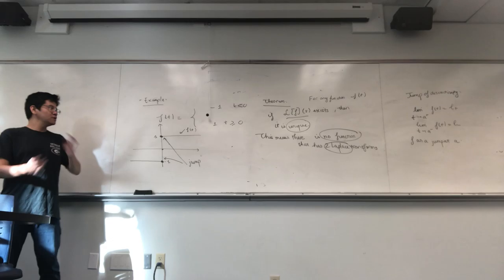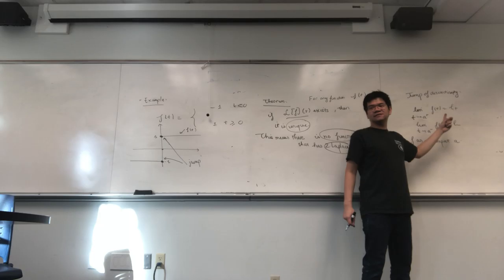Right? So in other words, you look at a point, if the left limit is different from the right limit, then this is a jump, right? Questions?